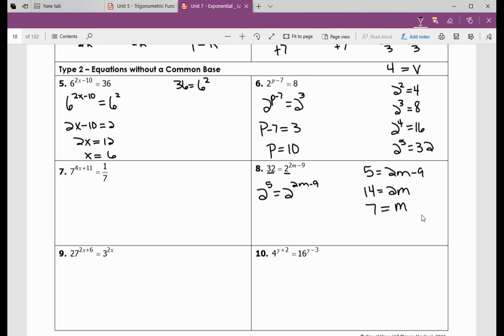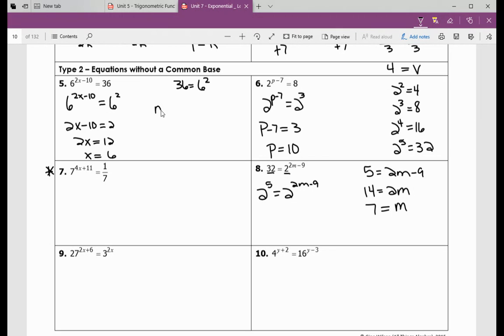Everybody okay so far? Now put a star by number 7 because it is a little bit different. I do see some 7s. Do y'all see 7s? The only problem is this 7 is in the bottom of the fraction. If I could just move that 7 to the top of the fraction, it would be good.